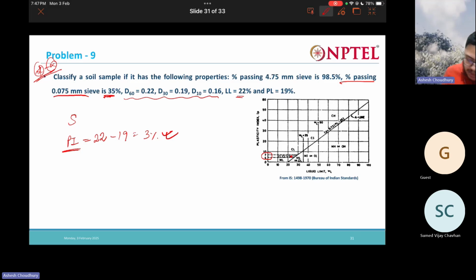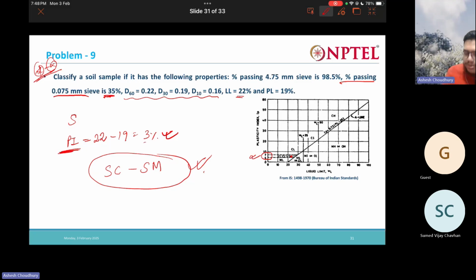Dual classification means it will be SC-SM. Okay, so this is a very important, very critical problem. Not that straightforward. Since the plasticity index is very small, between 4 and 7, you need to have dual classification. So silty sand, clayey sand. Okay, doubtful case, borderline case.